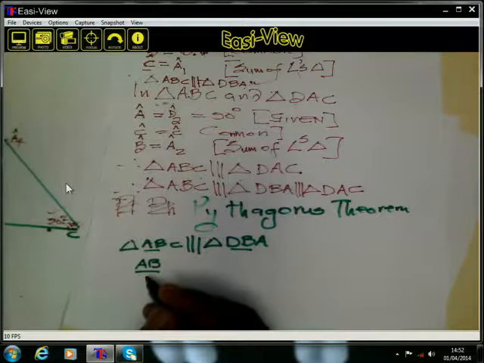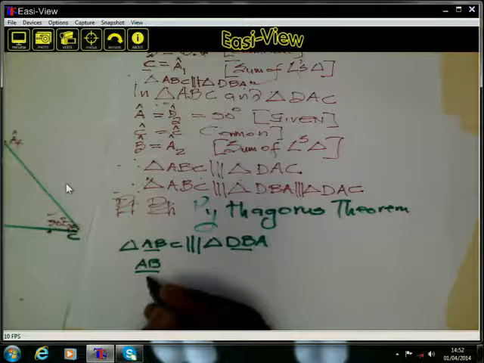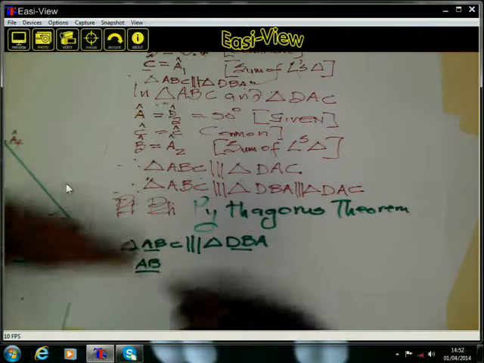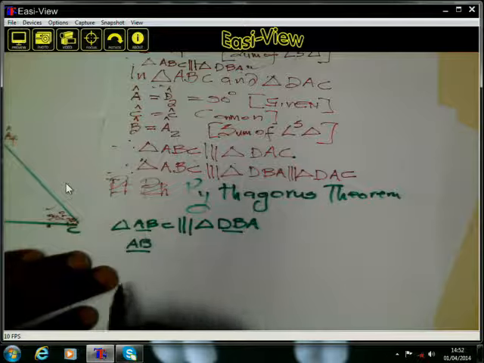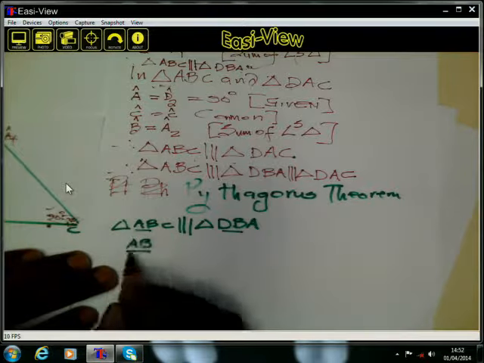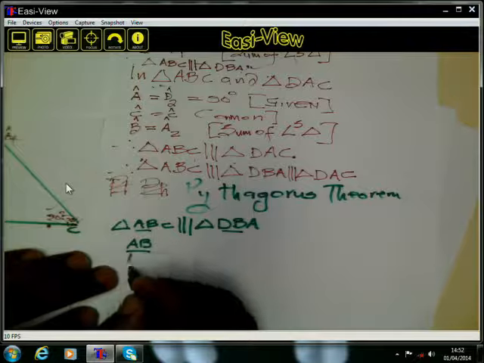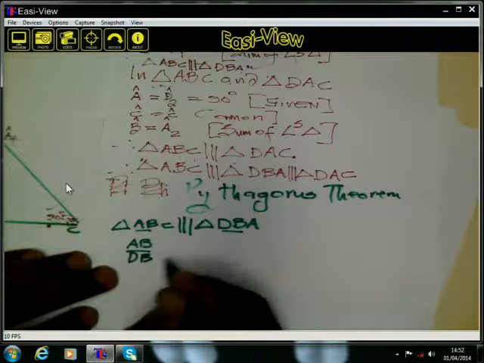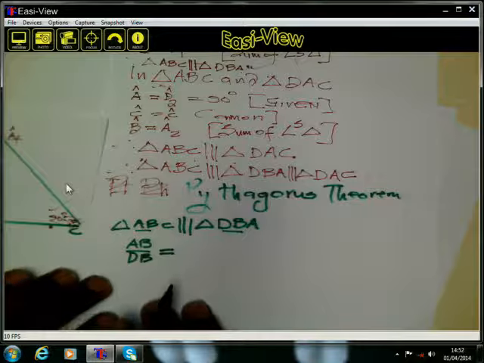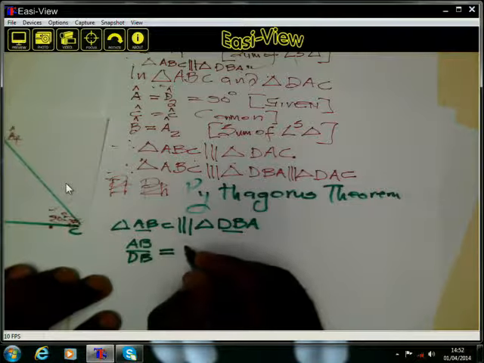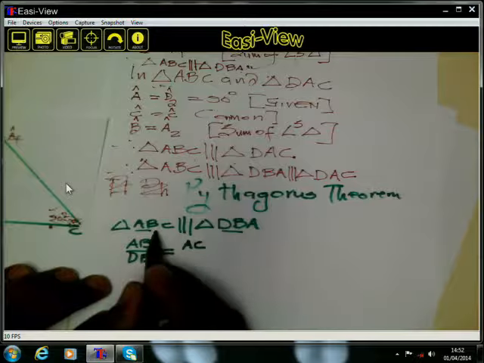When triangles are similar, it means their sides are in proportion. So I'm looking at proportional sides here. Side AB must be proportional to side AB. Hence I write AB over DB must be equal to side AC of this triangle.